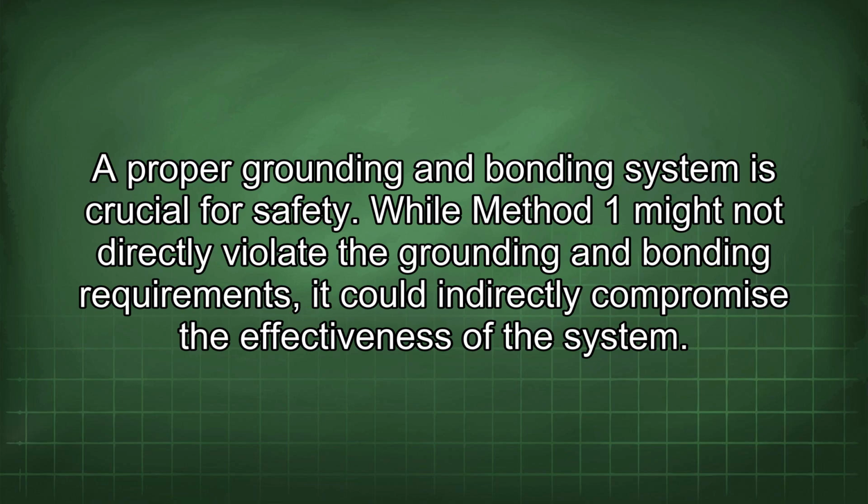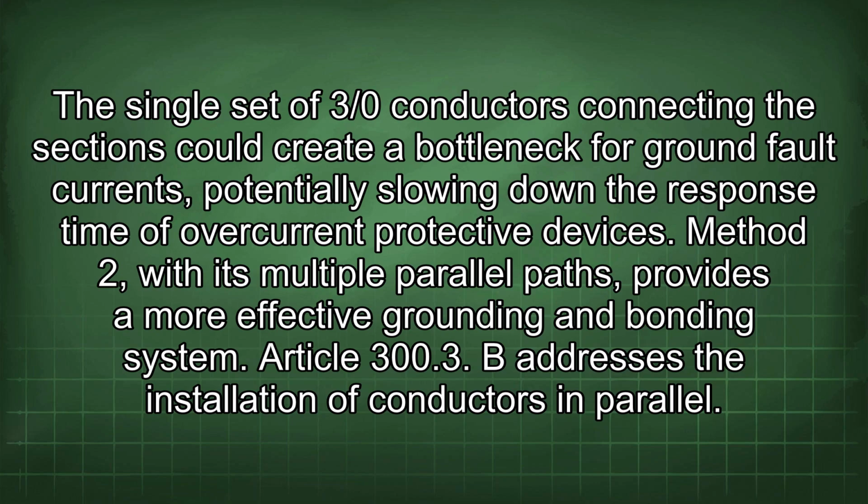While Method 1 might not directly violate the grounding and bonding requirements, it could indirectly compromise the effectiveness of the system. The single set of 3/0 conductors connecting the sections could create a bottleneck for ground fault currents, potentially slowing down the response time of overcurrent protective devices. Method 2, with its multiple parallel paths, provides a more effective grounding and bonding system.